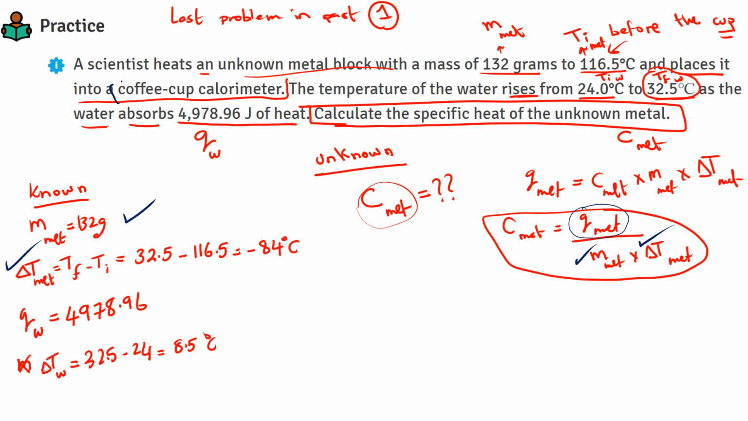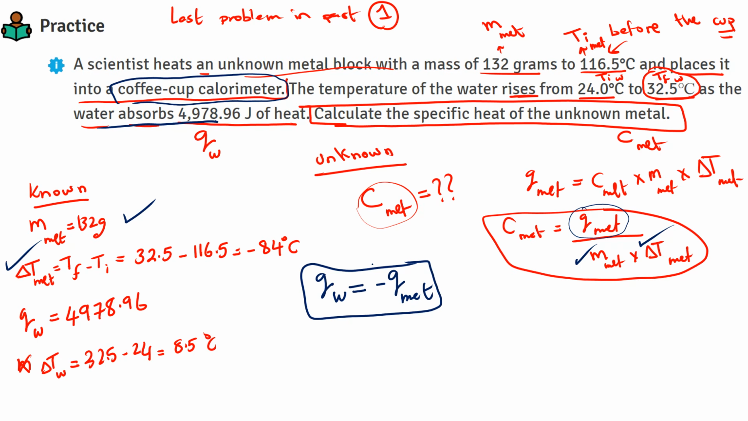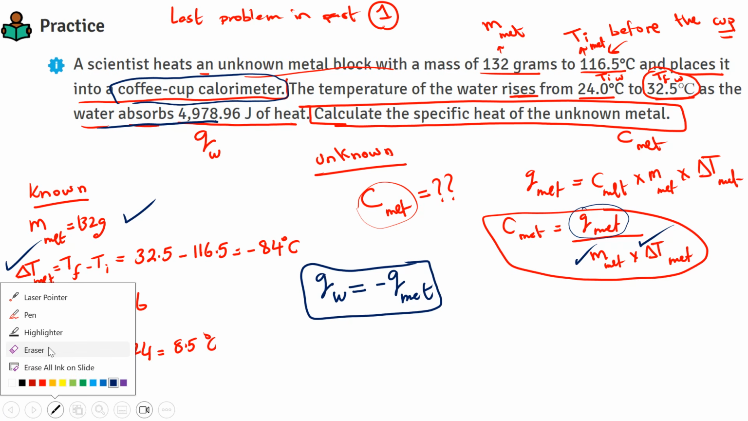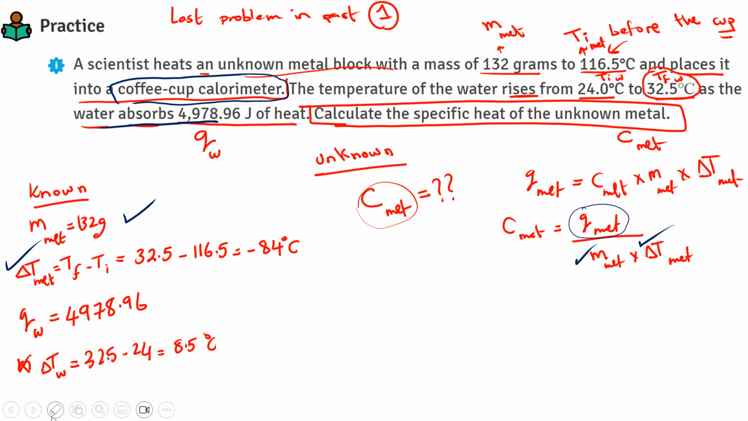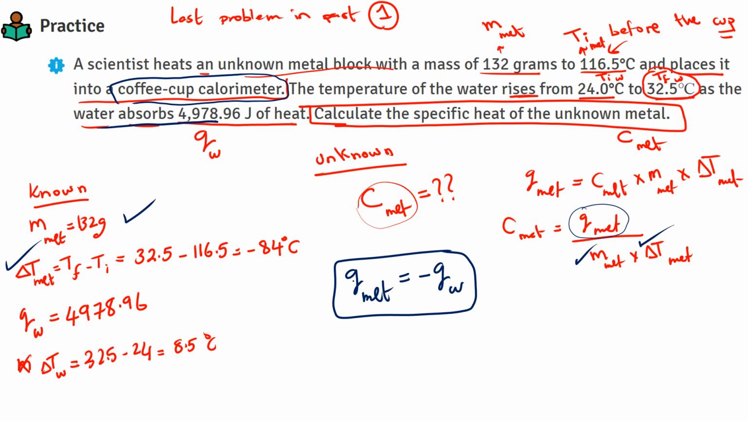But remember, this is a coffee cup calorimeter. So the heat that the metal lost equals the heat that the water gained. Q of water is going to be equal to Q of the metal. Or we can do it in a better way, just to make more sense: the Q of the metal is going to be equal to minus Q of the water, because the water gained heat so it is positive, but the metal lost heat so it must be negative.